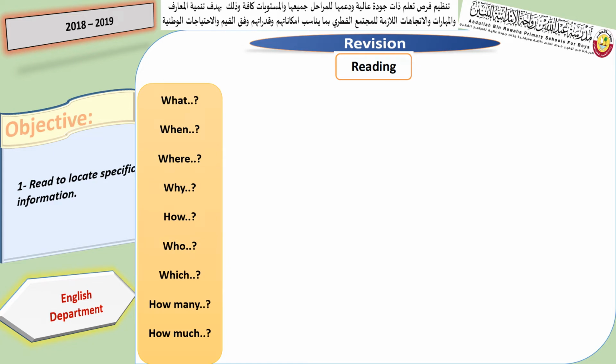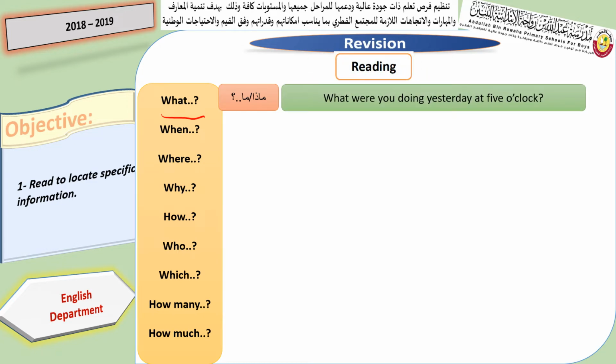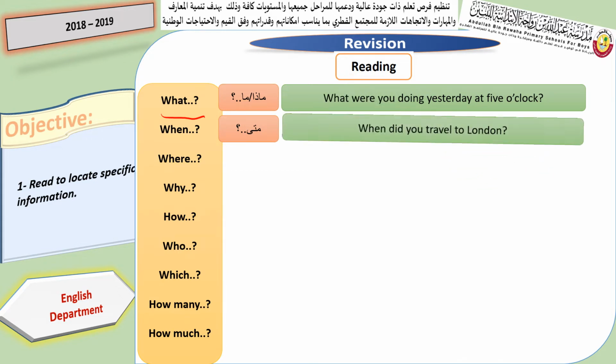The first one is what, which means ماذا أو ما, and we use it to ask about objects. أسأل عن الأشياء. For example, what were you doing yesterday at 5 o'clock? ما الذي كنت تفعله في الأمس عند الساعة 5. Now, we have when, which means متى. We use it to ask about the time. For example, when did you travel to London?